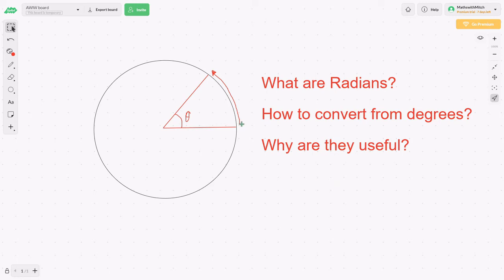Today we're going to be talking about radians. What are radians, how we convert them from degrees, and we're also going to mention why they're going to be useful to you. So let's get into it.